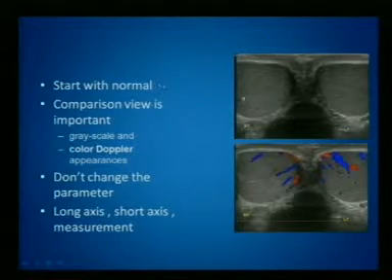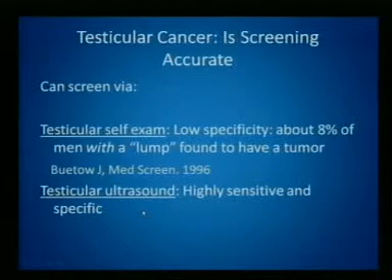And we start with the normal ultrasound of the testis, and we should take a comparison view of the other testis in real time and color Doppler, and we should not change the parameters, and we should take long axis and short axis views, with and without measurement.